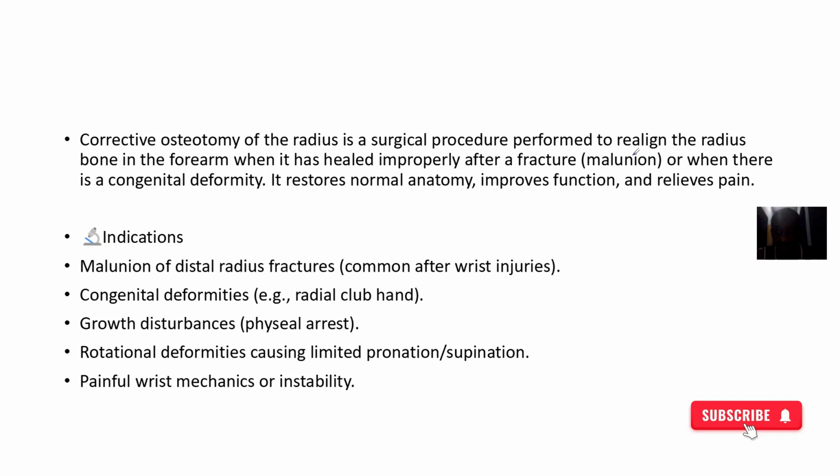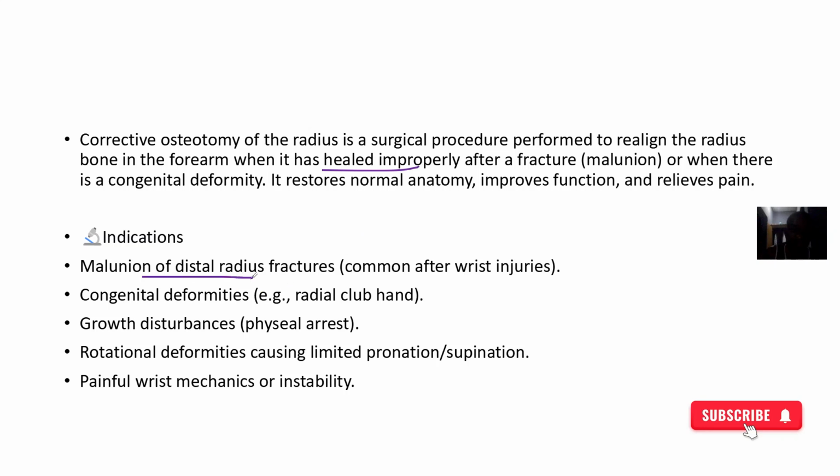So it's performed to realign the radius, that's the bone in the forearm. This is when the radius has healed in a way that is not proper. Do you understand? That's the first reason. Second reason, it could be that somebody was just born with a radius that is not aligned the right way. But all of them, they point towards what? Malalignment. You get? So let's look at the indications properly.